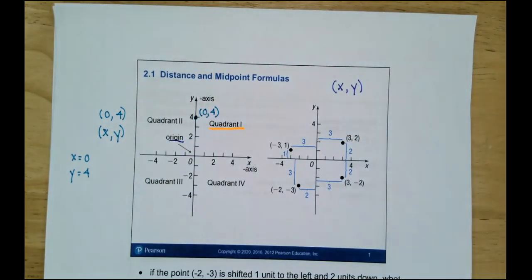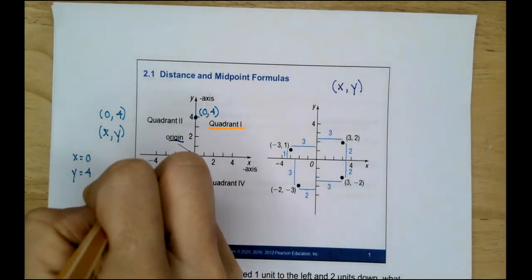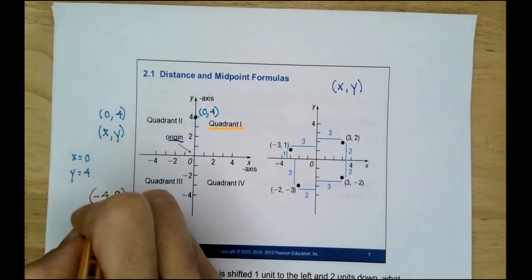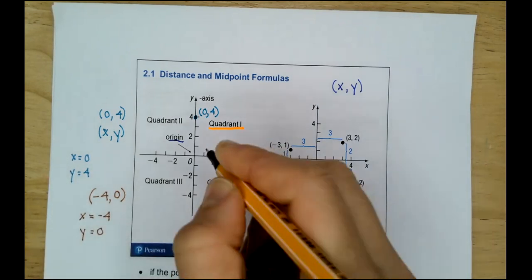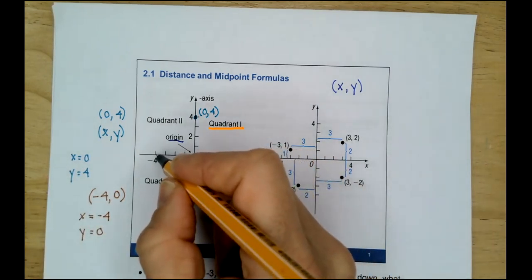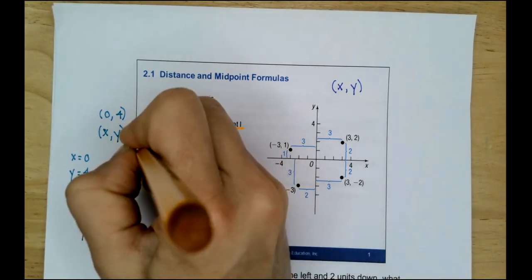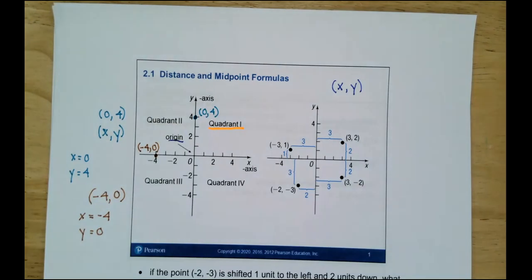Okay? Alternately, you might have something like negative 4, 0. Again, you want to decide which one's x and which one's y. Your first one is always your x. So my x is negative 4, but my y is 0. So I am going to move on the x, negative 4, but I'm not going to move on my y. So this is the point negative 4, 0.